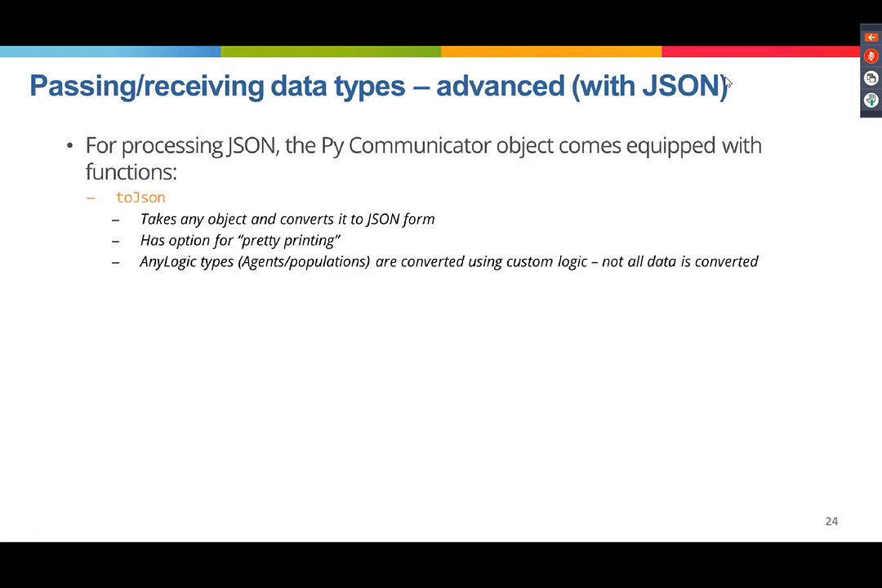The three other JSON functions deal with converting from JSON strings to Java objects. The fromJSON function is the most basic and works similar to the arguments to run results. It converts any JSON string to the given Java class. So this is most relevant to things like array lists or other types of Java collections. For the last two, because AnyLogic agents and populations have a lot of hidden complexities, these functions specifically are for converting JSON strings to individual agents or whole populations.